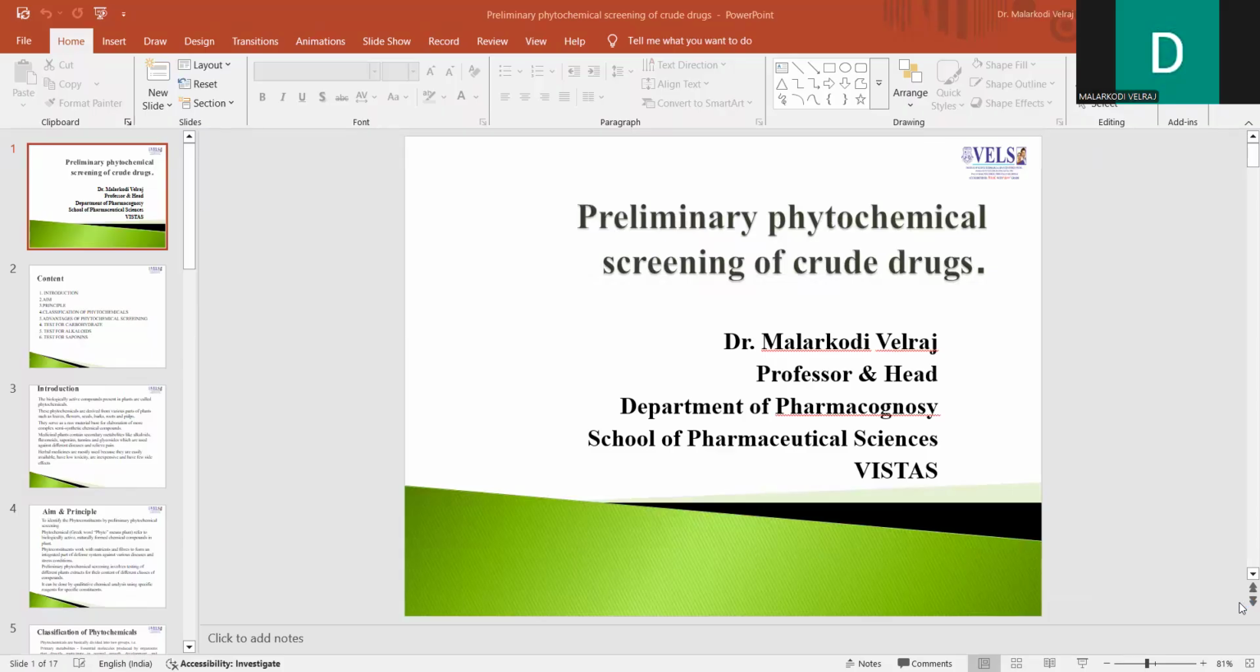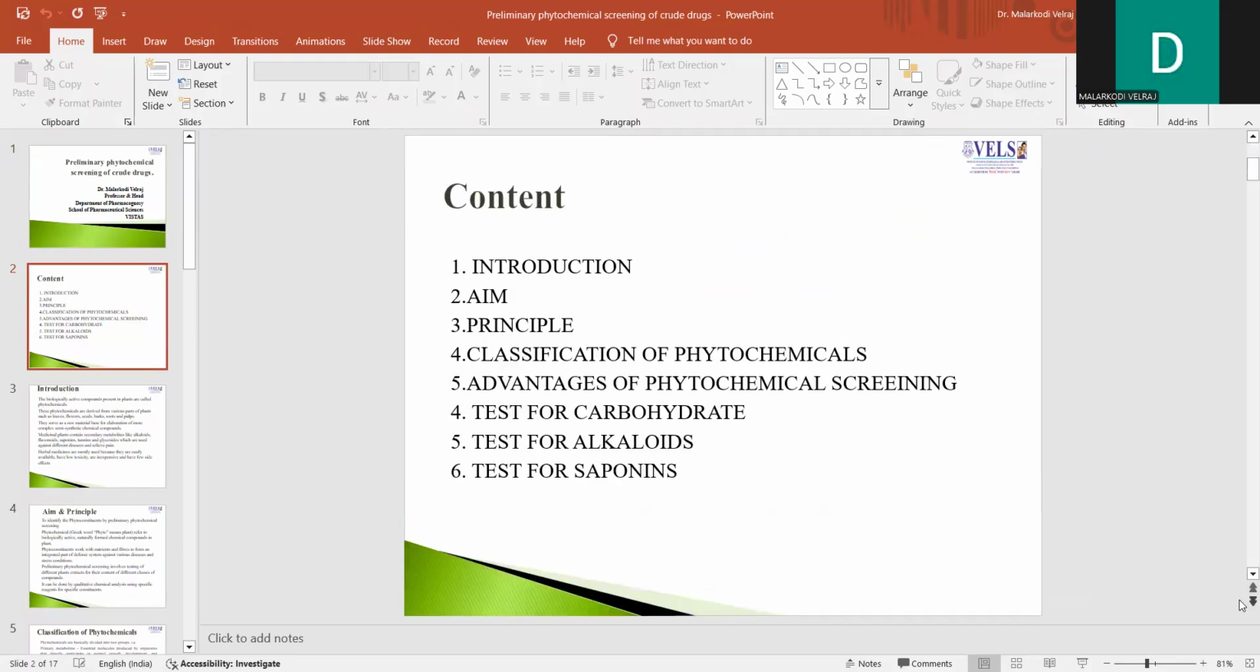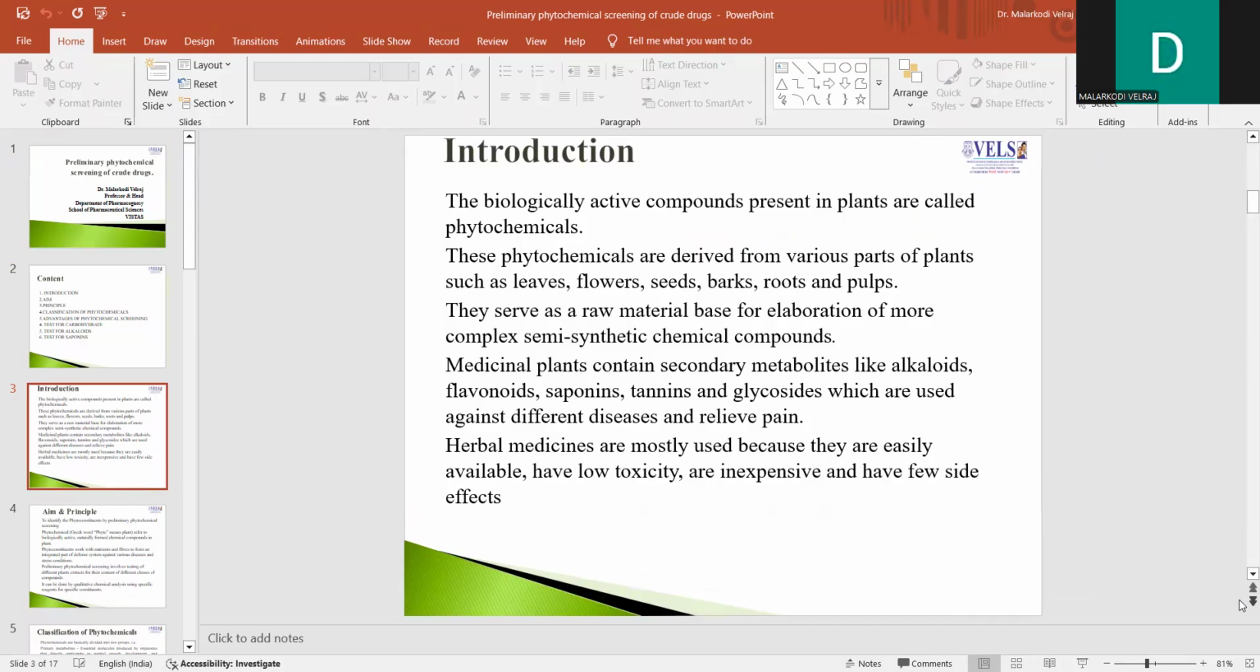I'm Dr. Malarkodi, Professor and Head, Department of Pharmacognosy, School of Pharmaceutical Sciences, Vistas, going to discuss preliminary phytochemical screening of crude drugs. The contents are as follows. We are going to see what we mean by the term phytochemicals, aim and principle of the phytochemical screening, classification of phytochemicals, advantages of phytochemical screening for carbohydrates, alkaloids, and saponins.